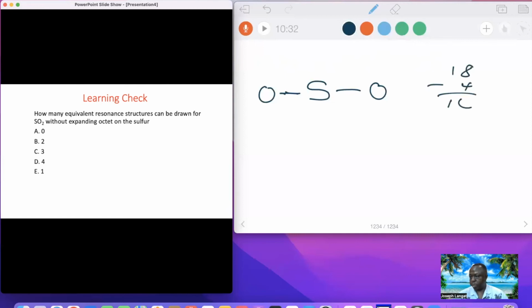Remain 14. All right, so let's give each extra electron to each external atom. We have used 12. So there are 2 electrons left. Please do not create extra electrons on sulfur to satisfy the octet rule.